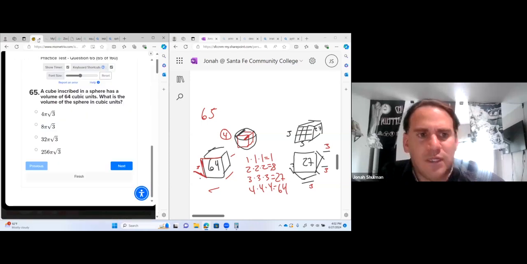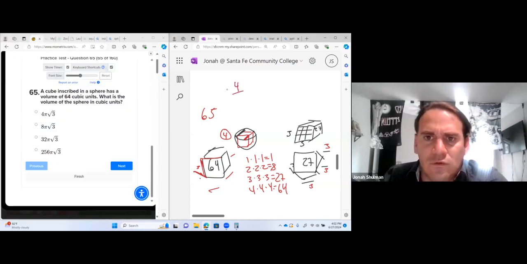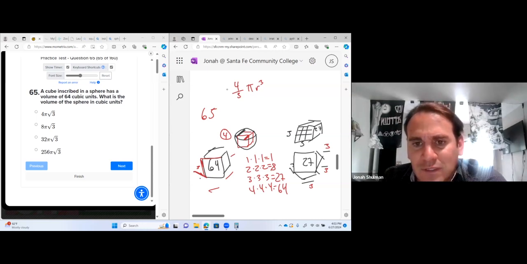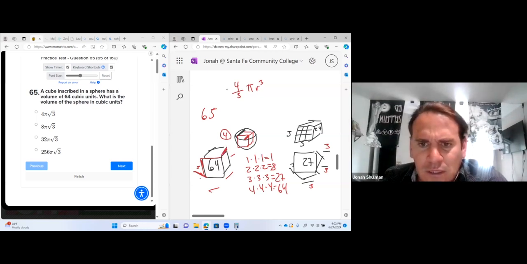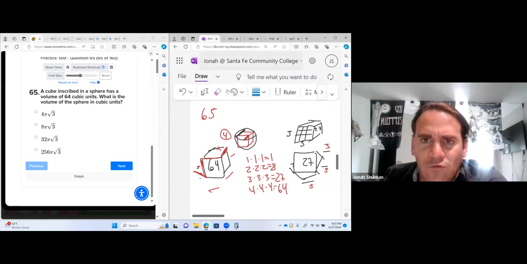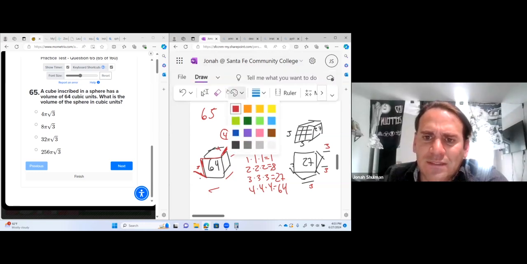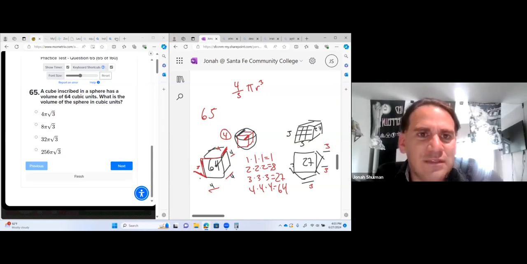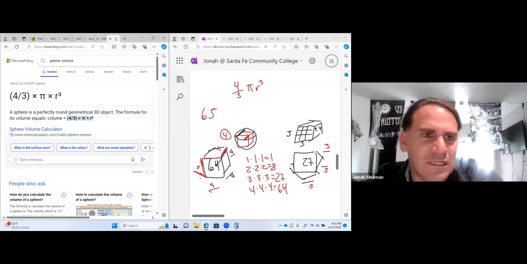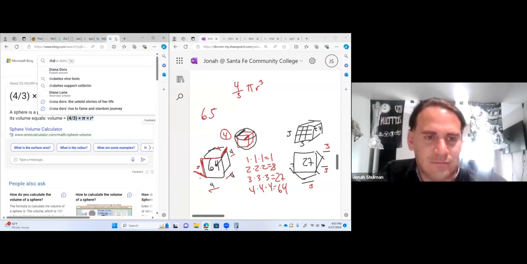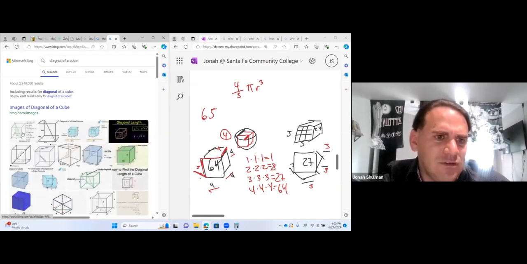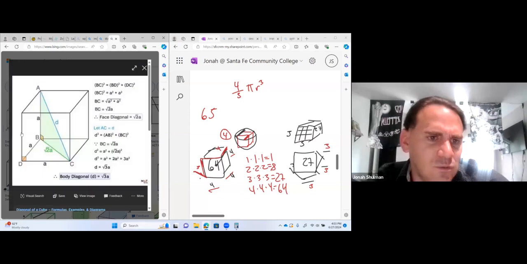Four-thirds pi r cubed is the right answer. So we know a side of this thing is 4, right? Because it's 4, 4, 4. Now, the way that this gets harder is we don't need a side, we need a diagonal of the cube to get the radius. So to get the diagonal of the cube, I just want to see a picture.